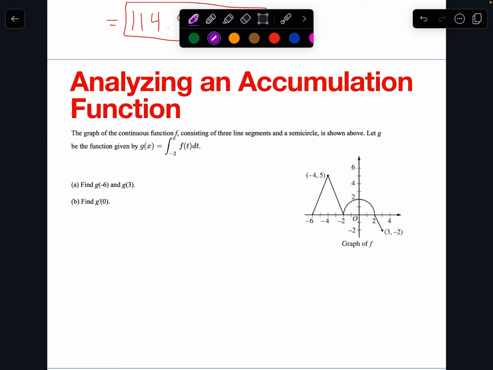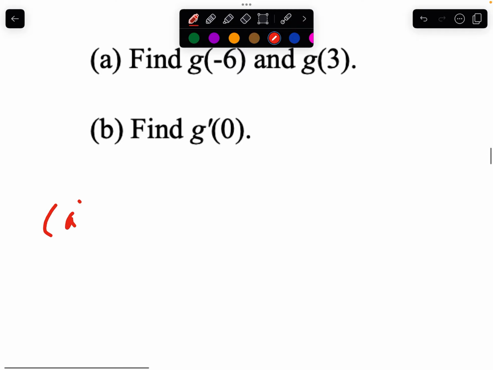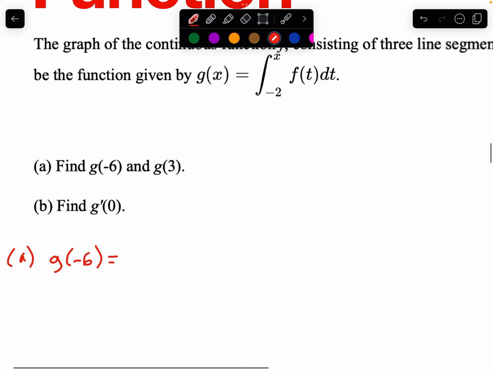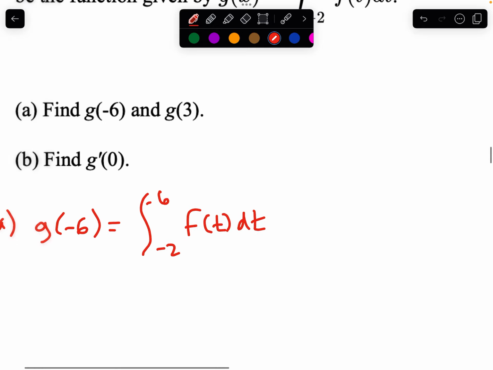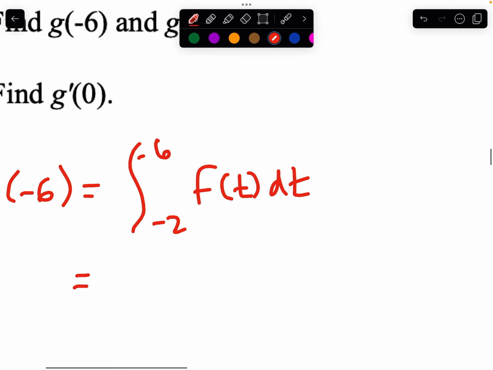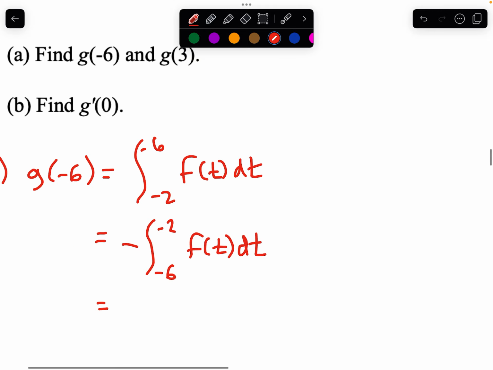First, though, part A here asks us to find g of -6 and g of 3. Let's start with g of -6. This is part A. G of -6, we're going to plug -6 in for x in this function g. That's the area under this curve f from -2 to -6. Now the first thing we'll do here is recognize that these bounds are backwards here. We want to start at our left end and end at the right end. And we can flip those around provided we put a negative symbol in front of this definite integral. That's a property of definite integrals.